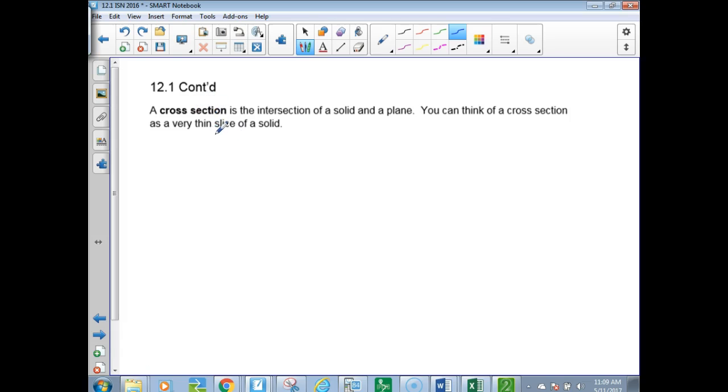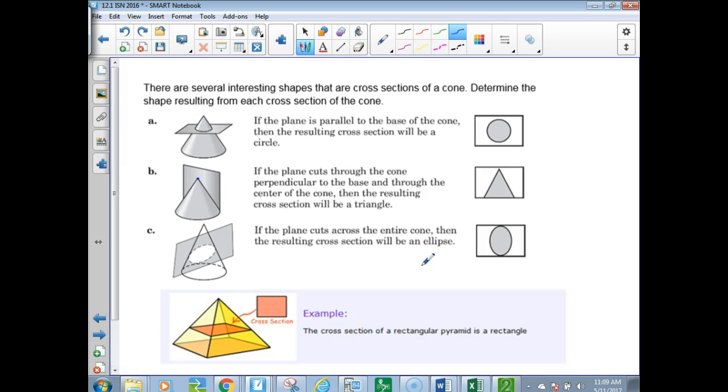Okay, continued. A cross-section is the intersection of a solid and a plane. You can think of a cross-section as a very thin slice of a solid. So we're going to discuss what those look like. There are several interesting shapes that are cross-sections of a cone. Determine the shape resulting from each cross-section of a cone.